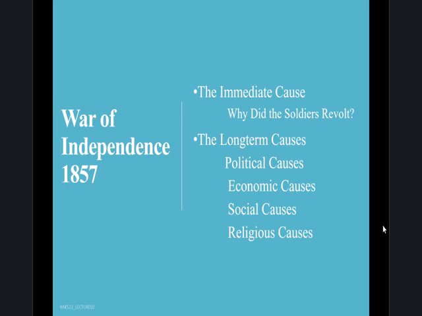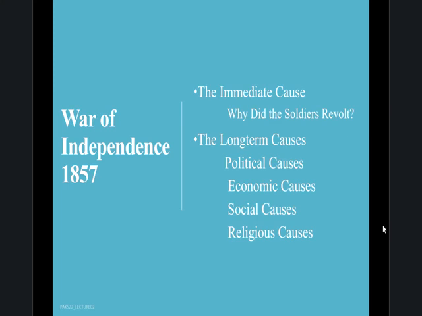The events of 1857 were a violent and dramatic end to one era and the beginning of another. To understand the decline of Muslim political power and the eventual struggle for Pakistan, we must first understand the watershed event of 1857. My dear students, now we shall discuss the causes of the War of Independence 1857. The immediate cause: why did the soldiers revolt?